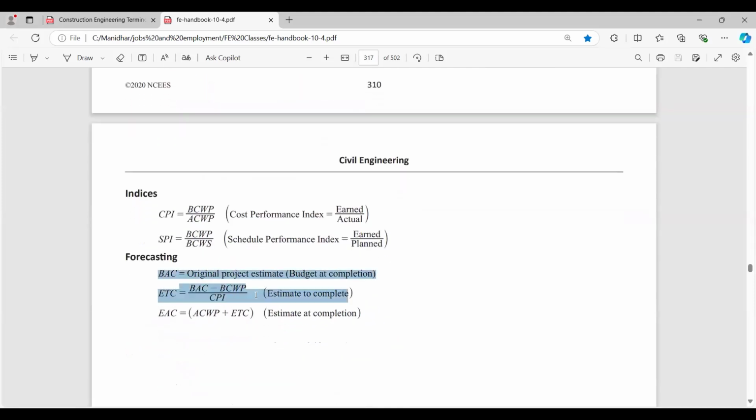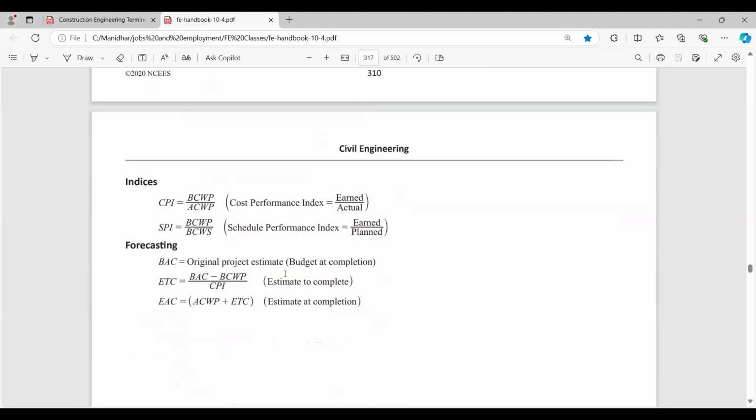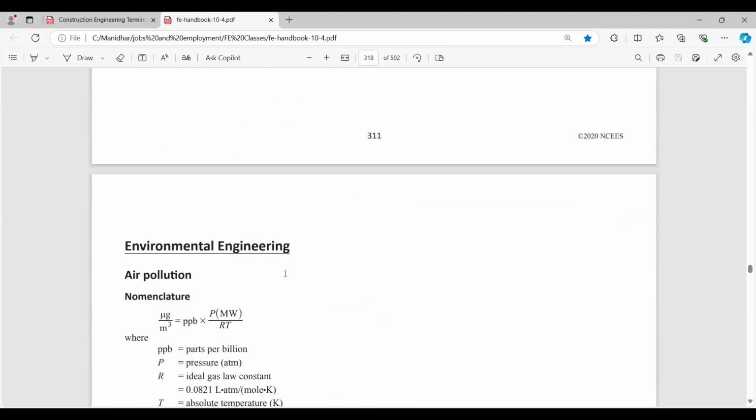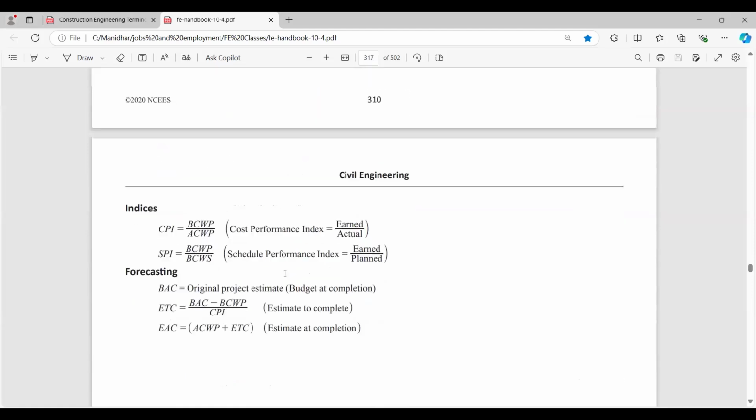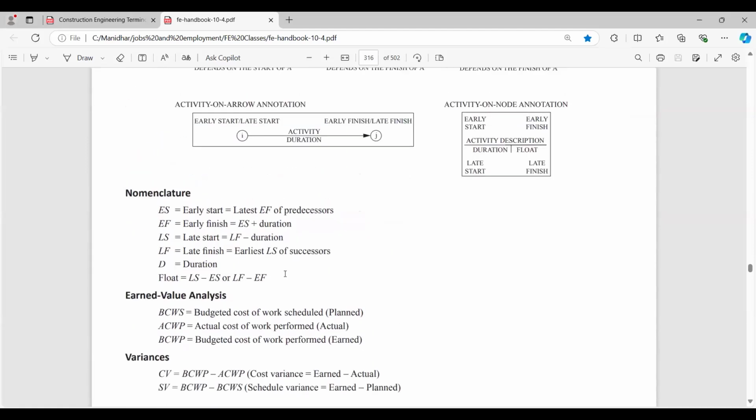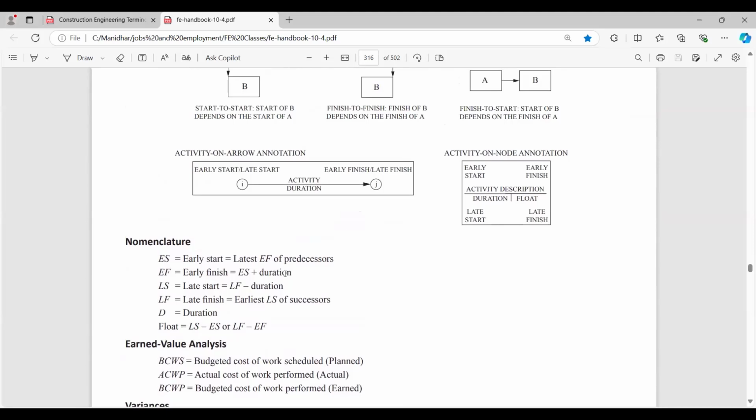Forecasting is an underrated concept, but if you are given a question related to forecasting, it will be a direct question. They will give you all the existing values and you will be calculating the end value. As I said, these two are the only pages related to construction engineering. All other questions in the subject of construction engineering will be mostly related to the fundamental knowledge that you have already.